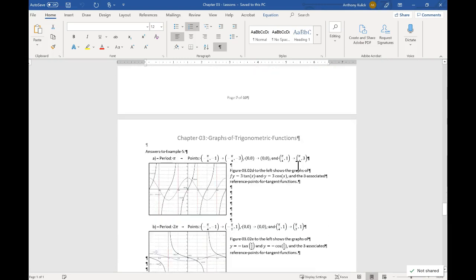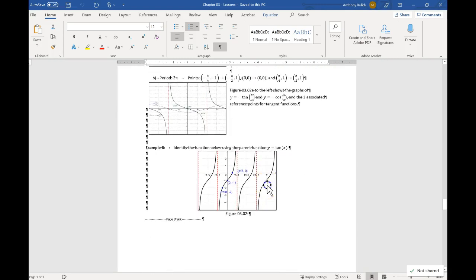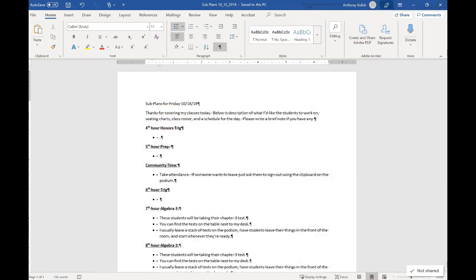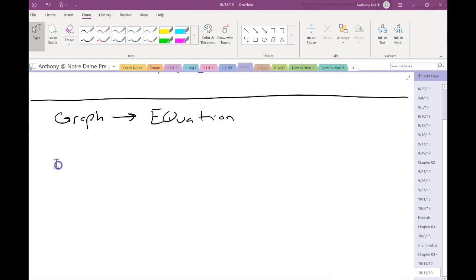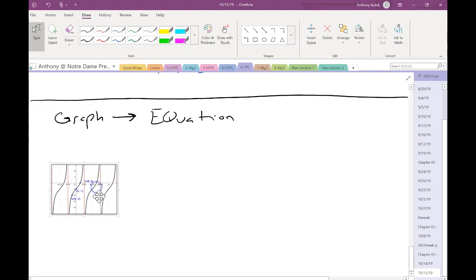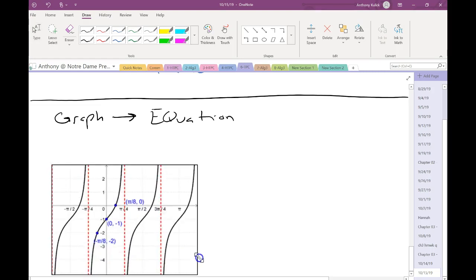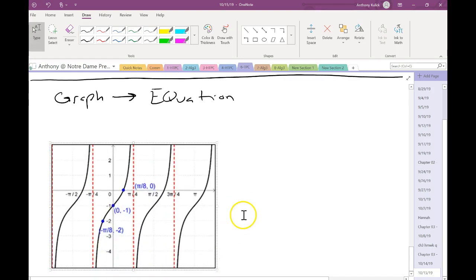This is the book pages that I post to PowerSchool. You haven't looked at the book pages ever? Oh, okay. That's all that is. I was just pulling this specific example from the book because it's nice.